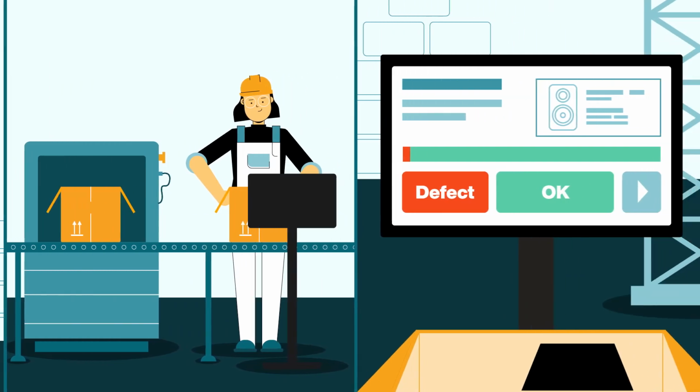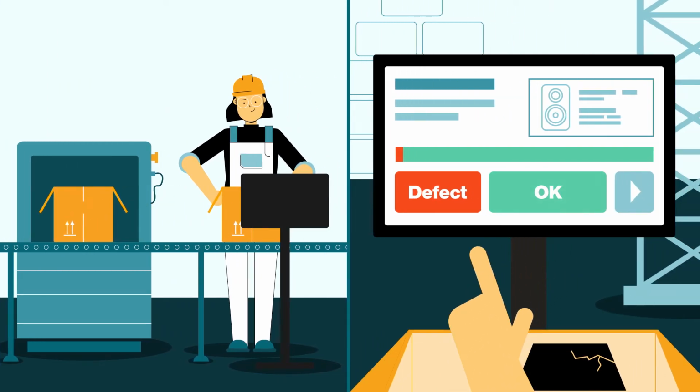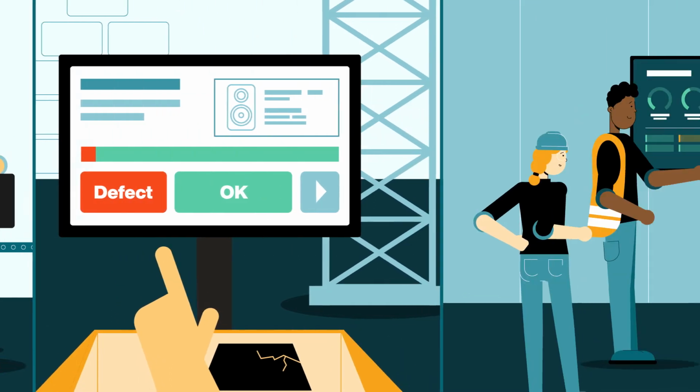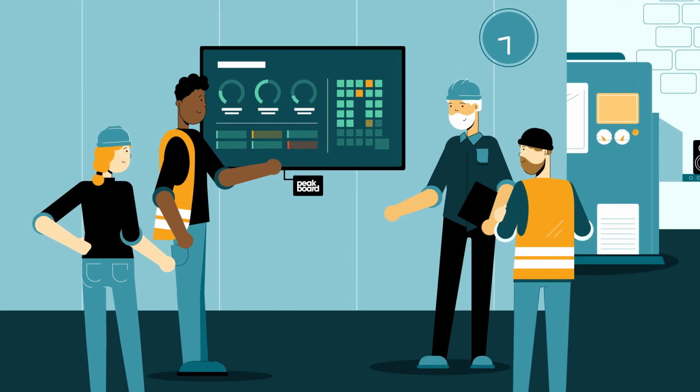With Peakboard, you can also collect operating data directly on the production line, for example, via touchscreen or tablet. This allows your employees to enter information directly back into the system. They have never increased their operational excellence so quickly.